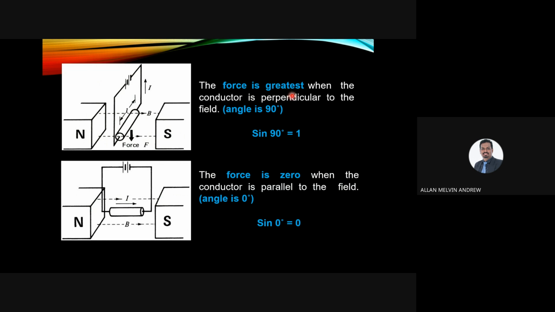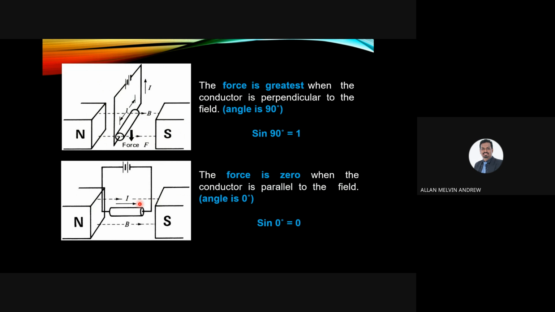We get the greatest force when the angle is 90 degrees, because the formula is multiplied by sine of the angle. Sine 90 is 1, so we multiply by 1. If it's at another angle, the value is reduced, maybe to 0.6 or 0.7.